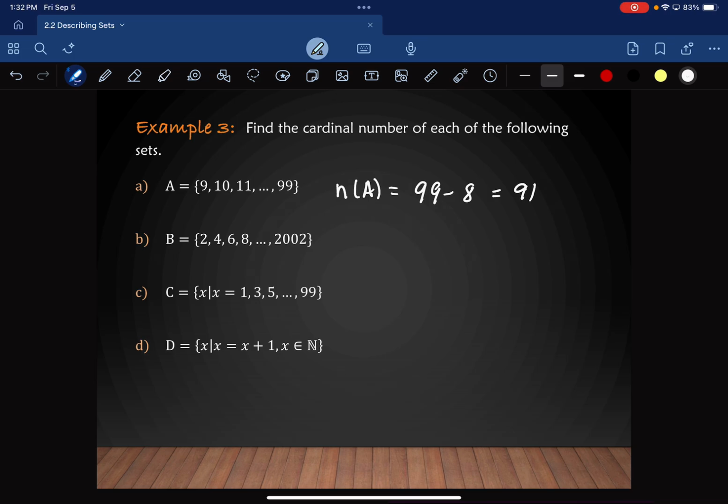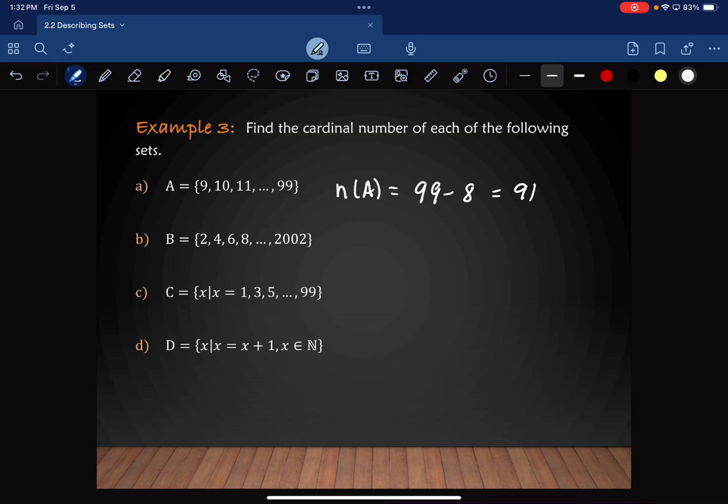B. Tell me what you can see. What are these numbers? They're going up by 2. We describe them in a certain way. Does anyone know what you describe these as? Evens. They're even numbers. They go by 2s. And it doesn't look like they're skipping any, right? 2, 4, 6. They started at the beginning. They're ending at 2002, excuse me.